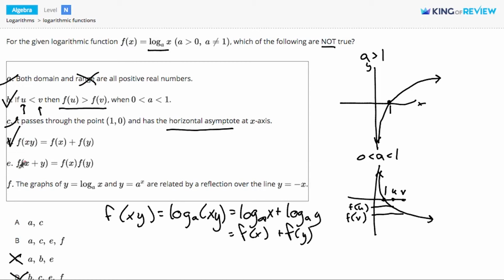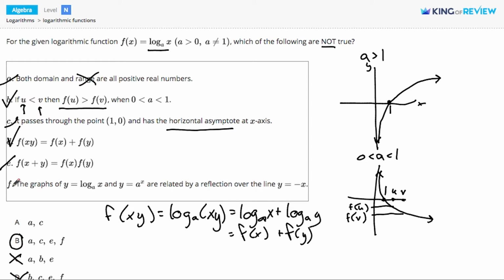Now E takes the same property as D and reverses it. It puts the addition inside the original function and then has the product of the two individual functions. That does not work. This property relating multiplication to addition only works the way it is in D. So E is false. It should be part of our answer, so it's looking like B is going to be the right answer here. Let's make sure by seeing if F is also not true.